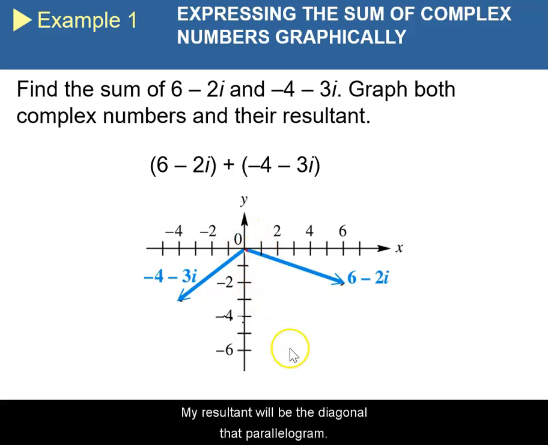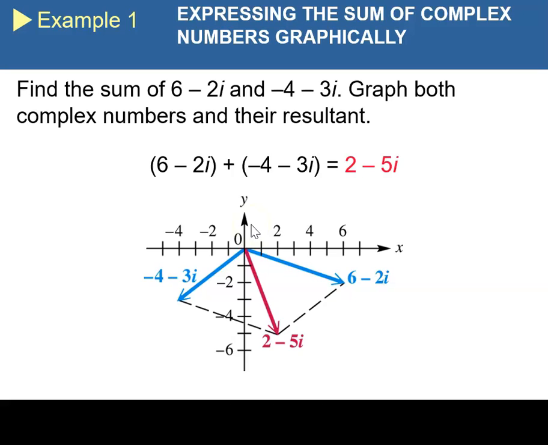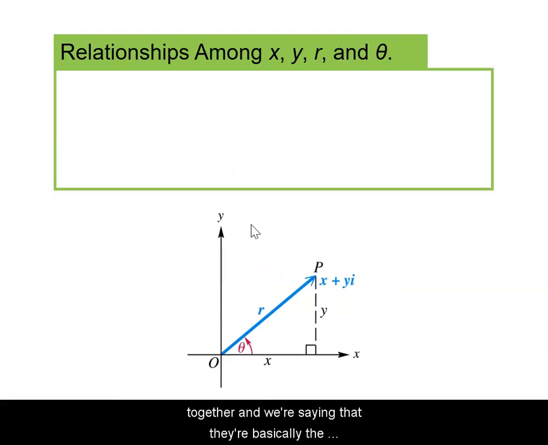My resultant will be the diagonal of that parallelogram. Okay. So all things that we're familiar with, we're just throwing them together. We're familiar with adding vectors. We're familiar with the geometry of adding vectors. We're familiar with adding complex numbers. So we're just throwing those three things together, and we're saying that they're basically the same thing, which they are. Okay. So now we have relationships.